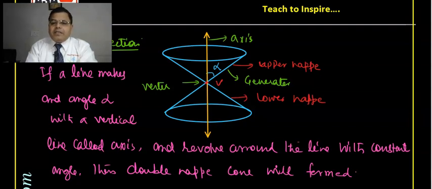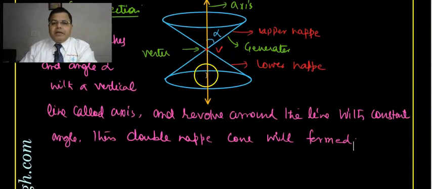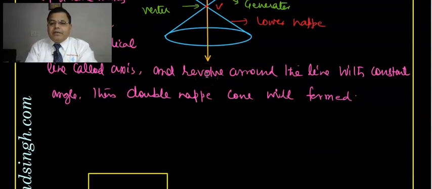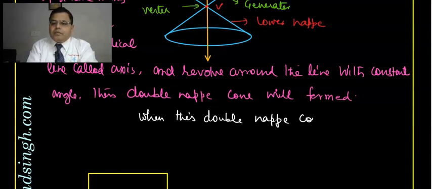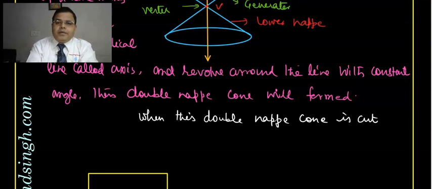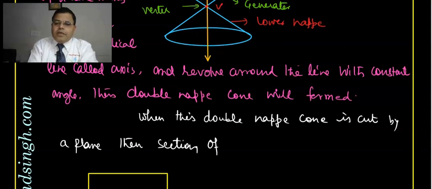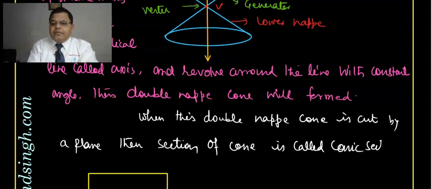So when a plane cuts any part of the double nappe cone, then a section will form that is called conic section. When this double nappe cone is cut by a plane, then the section of the cone is called conic section. It's called conic section or section of conic, right?